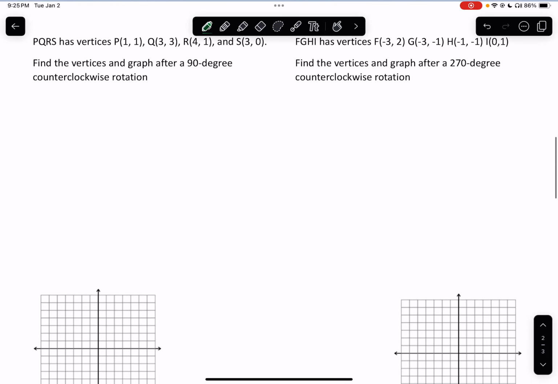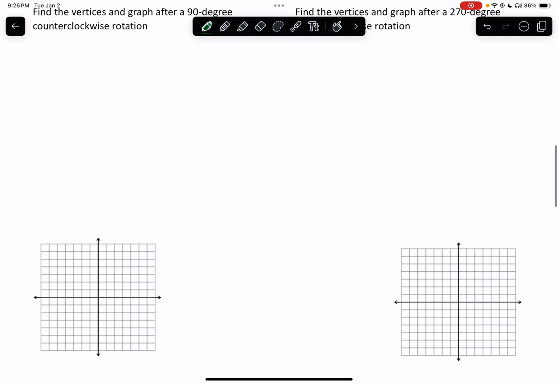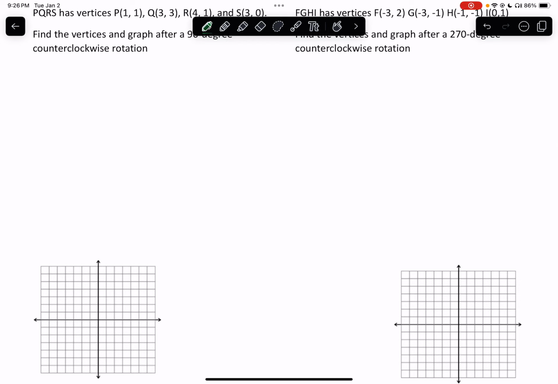So when we do this, we can just go ahead and follow these two examples. So we got vertices, we're doing a 90-degree counterclockwise rotation to this shape. So let's see, we got ordered pairs 1, 1, 3, 3. It's P, Q, 4, 1, 1, 2, 3, 4, 1, and 3, 0, 1, 2, 3, 0.